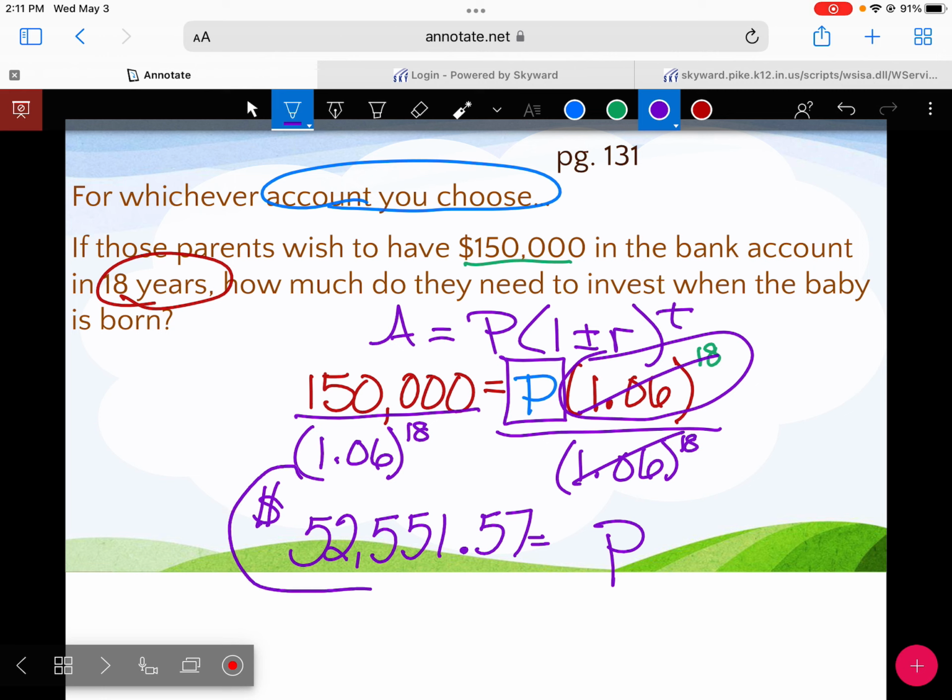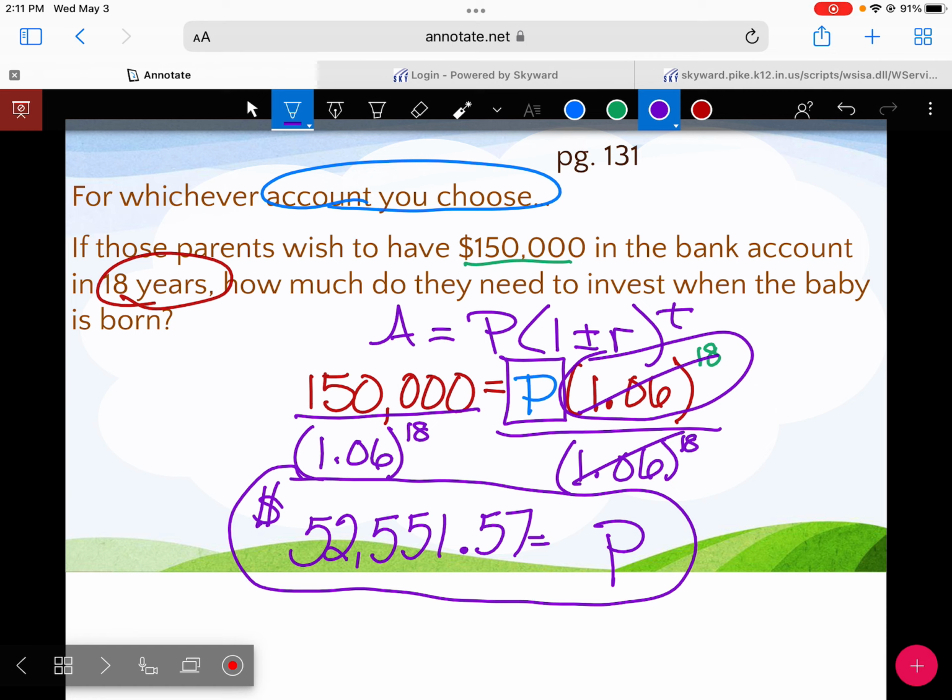Yeah, because if you invest $10,000 with 6% interest for 18 years, that only got us like $29,000. That's probably not enough for a lot of four-year colleges. If you want to have $150,000, you've got to put in $52,500. Now, I think $150,000 is a lot, probably more than most.